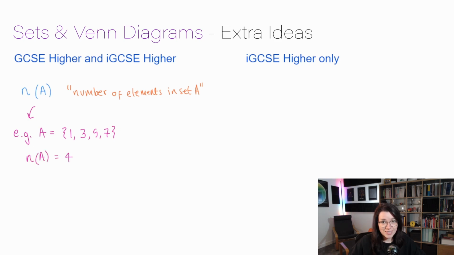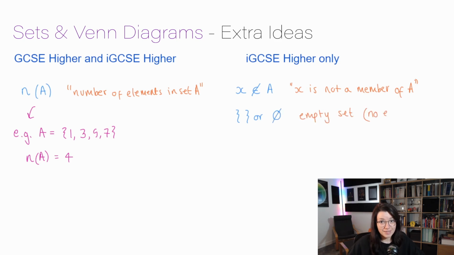If you're doing the iGCSE, there's a few extra ideas to know. First one being X and then this symbol, A. This means X is not a member of A. If you're given a set that has nothing in it, so just the curly brackets, or sometimes written as a circle with a line through it, that means the empty set, which means there are no elements in that set.